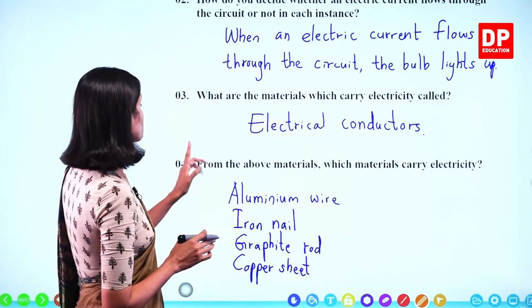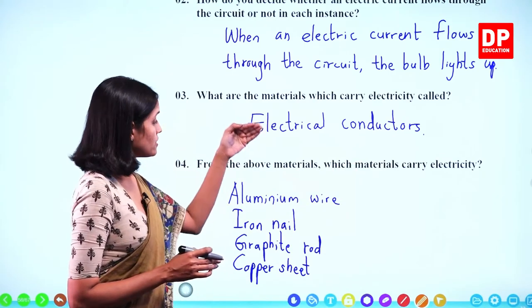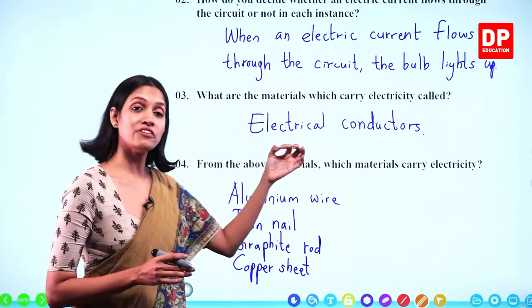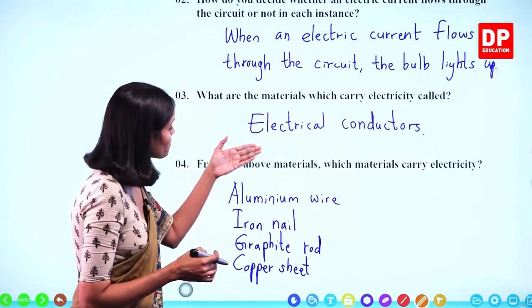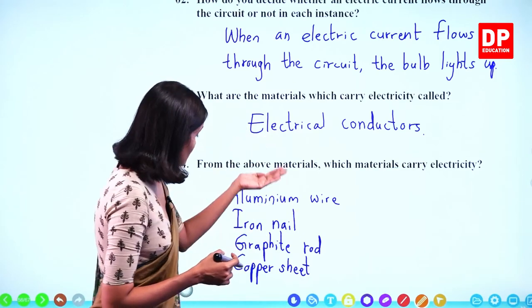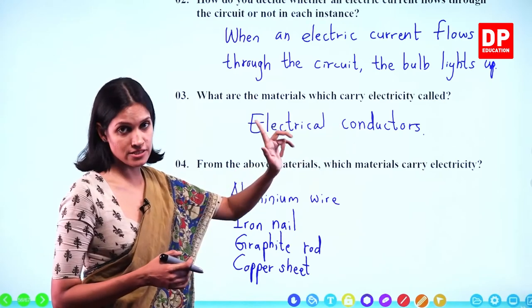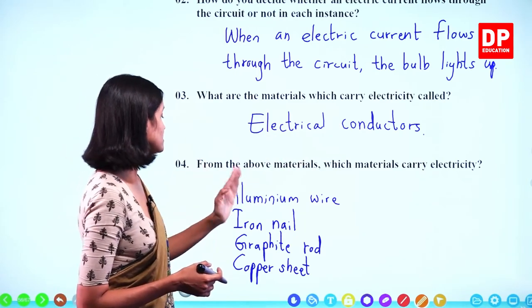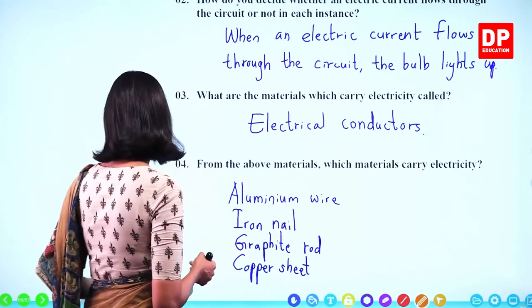Understand, children? From the above materials, which materials carry electricity? When we fix that type of material, the bulb should light up, right? So when we use these materials, the bulb lights up, which means these materials carry electricity and therefore they are known as conductors, okay? Aluminium wire, iron nail, graphite rod, and copper sheet, right?